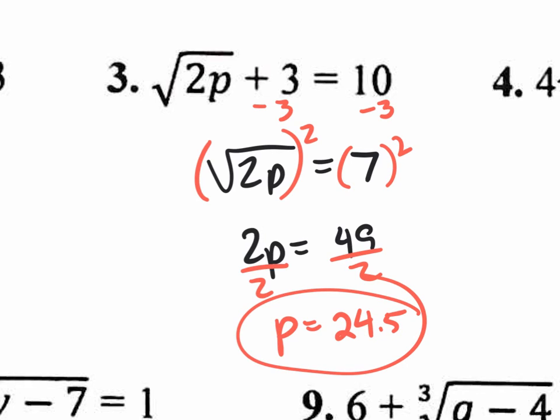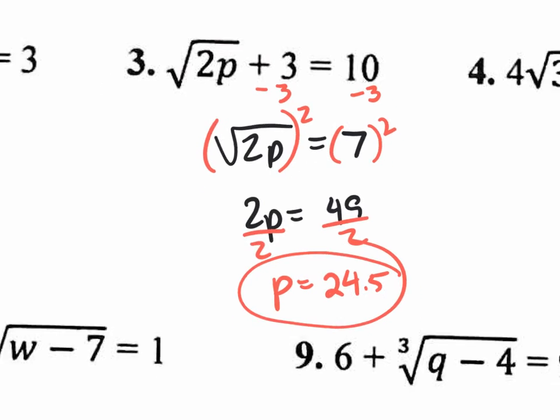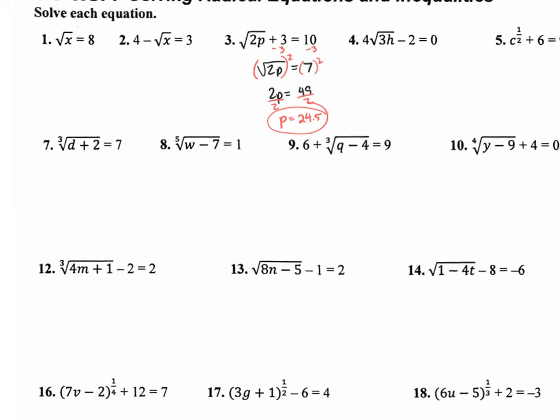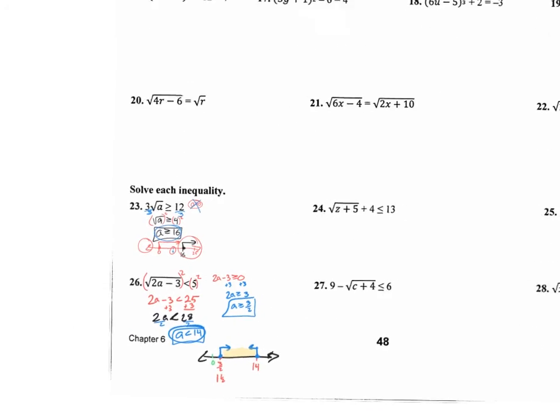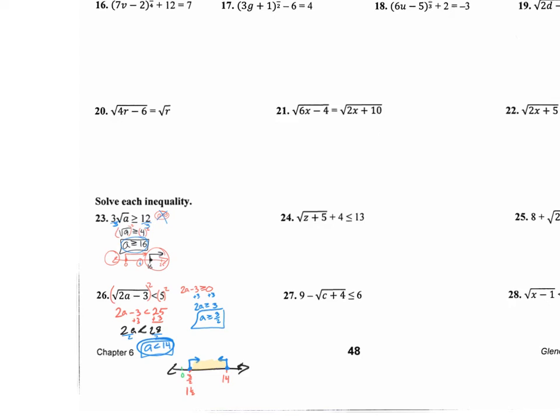If you test it, will it work? Well, 2 times 24.5, that's 49, right? Square root of 49 is 7, and 7 plus 3 really is 10. You double checked it, it worked. So the whole first part is really easy. It's not till the second part down here where you have inequalities that you actually have to think of the number line and test values to see where your answers are at.